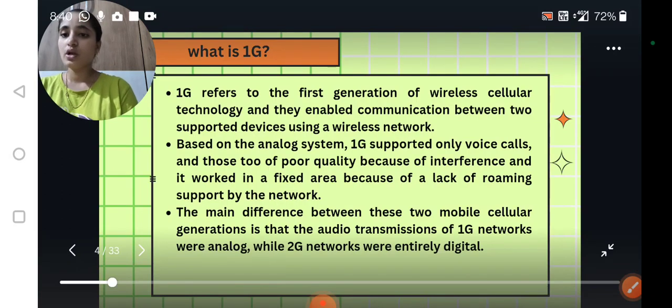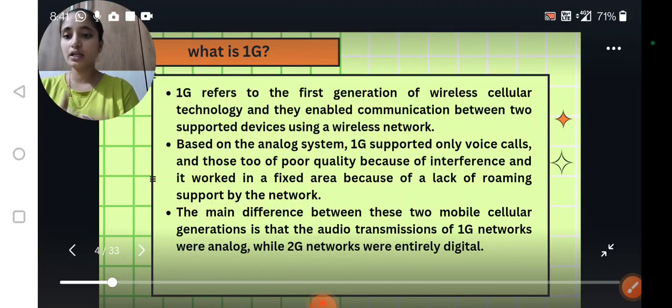What is 1G? 1G refers to the first generation of wireless cellular technology, and it enabled communication between two supported devices using a wireless network. Based on the analog system, 1G supported only voice calls, and those too of poor quality because of interference, and it worked in a fixed area because of the lack of roaming support by the network. The main difference between those two mobile cellular generations is that the audio transmissions of 1G networks were analog while 2G networks were entirely digital.